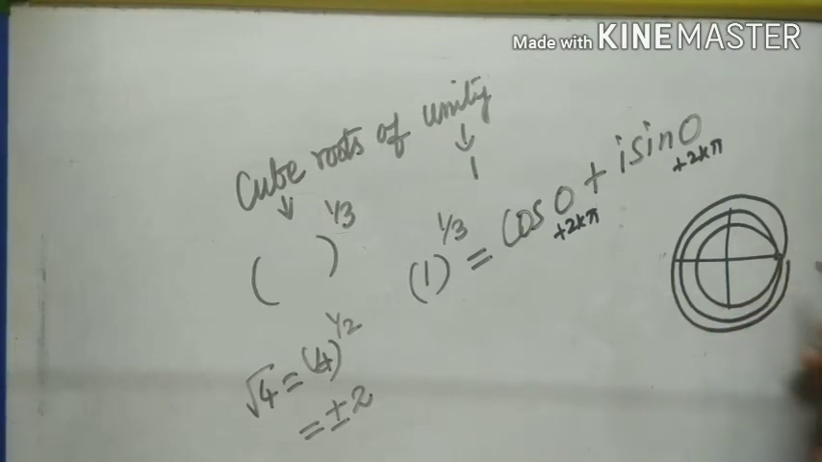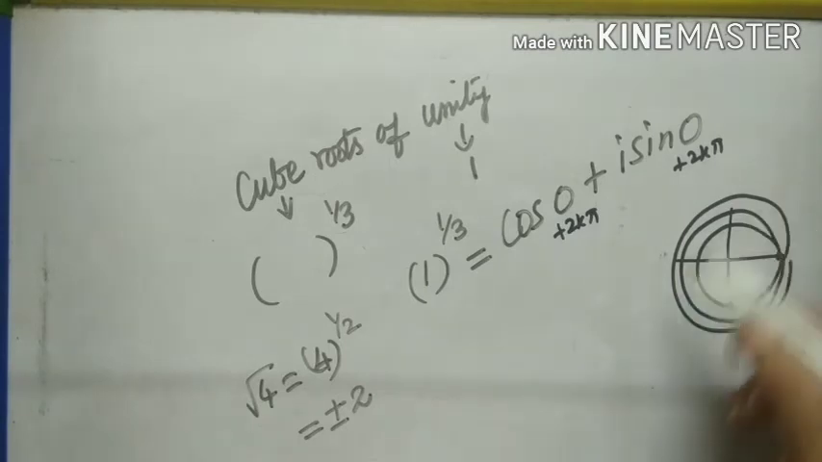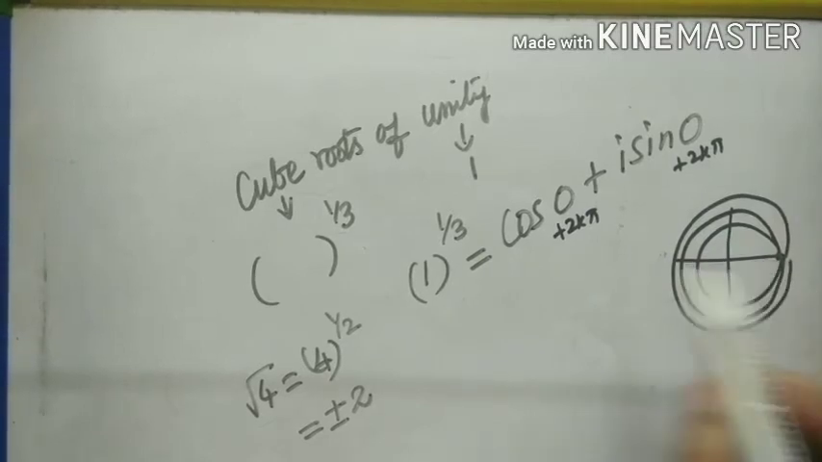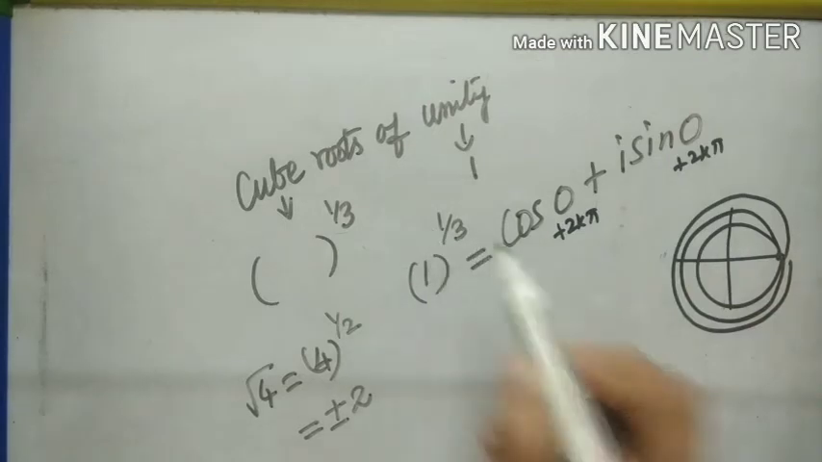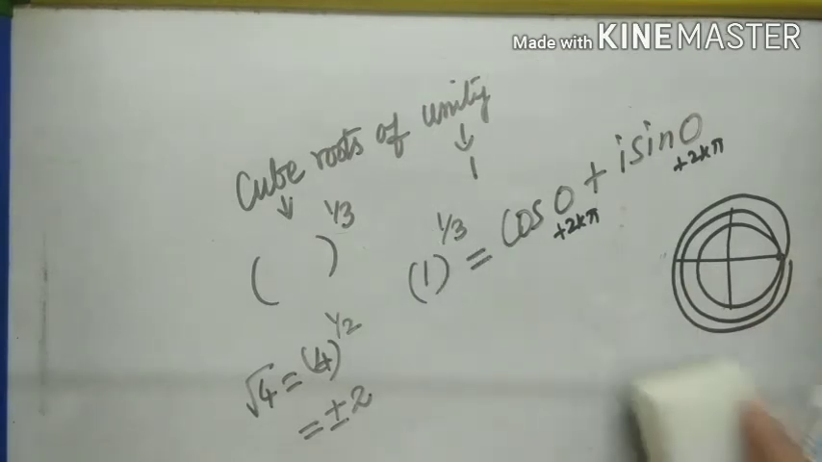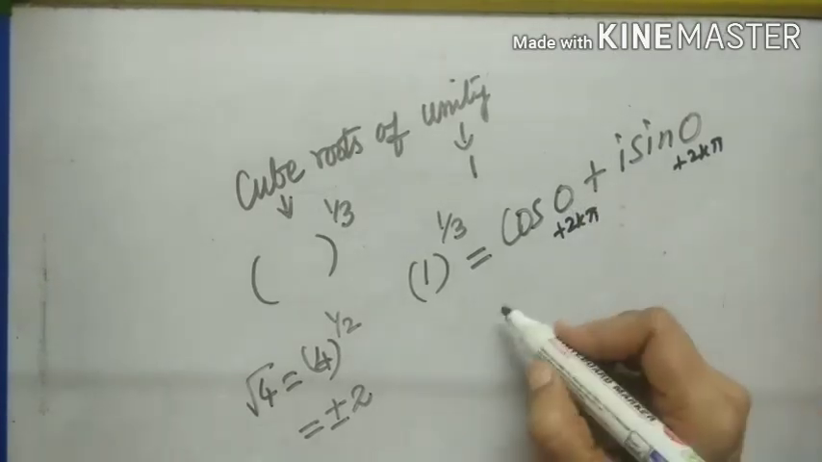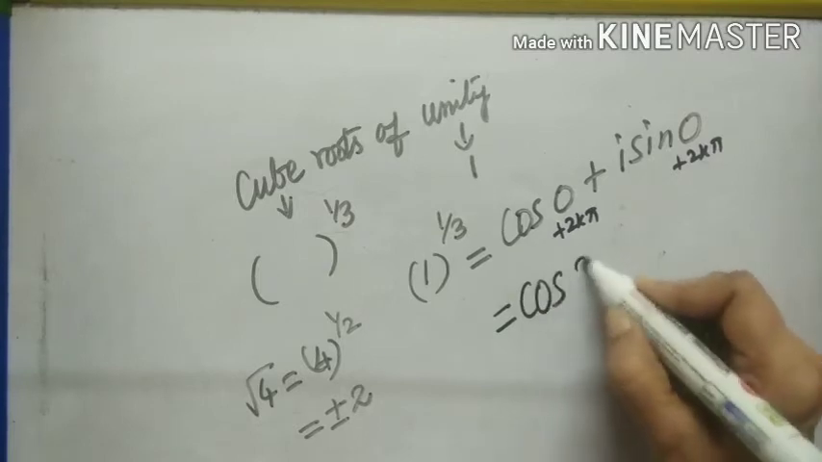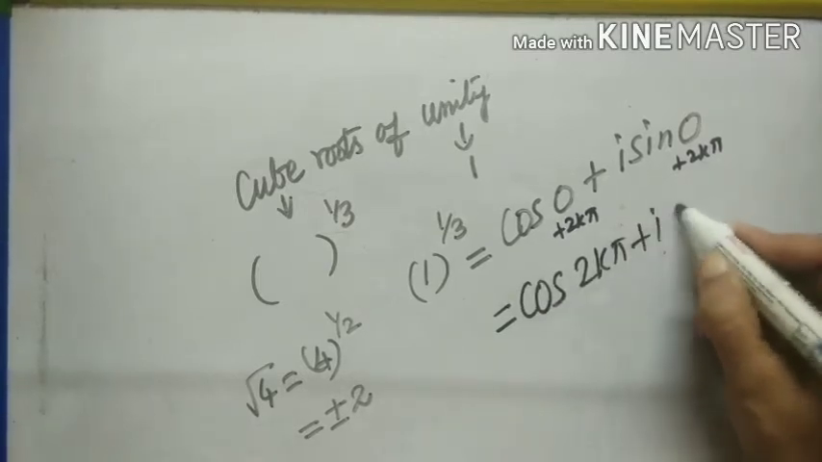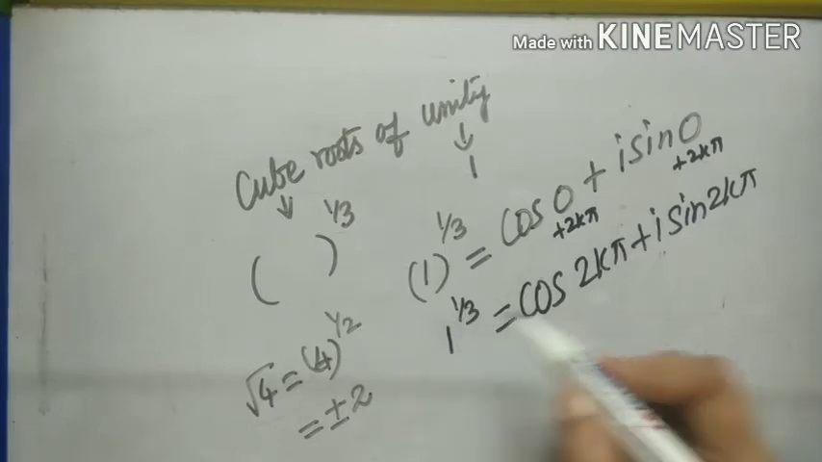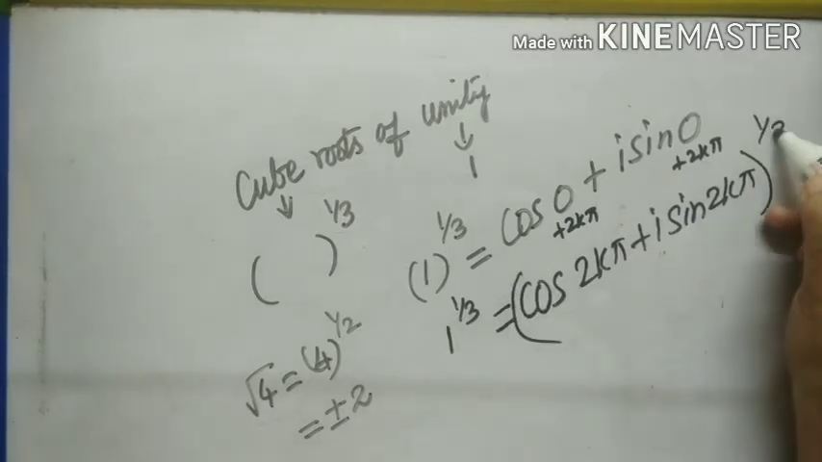How many rounds you make? We don't know. It may be k. It may be 1 round or 2 rounds or 3 rounds. So any multiple of 2 pi will give me the same answer. So whenever you write power 1 by 3, power 1 by 4, to get the remaining answers, let me add 2k pi to the argument. So what I get? Cos 2k pi plus i sin 2k pi. This is 1 power 1 by 3. When I want whole power 1 by 3, put the whole power 1 by 3.